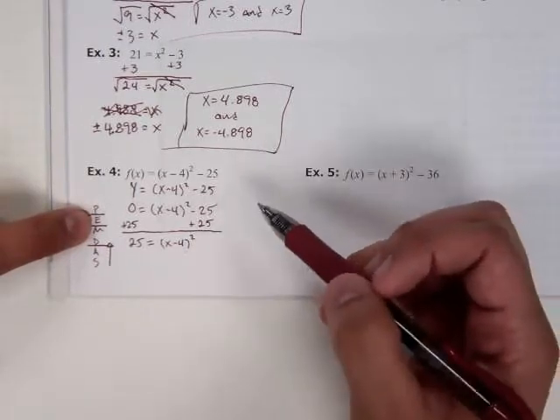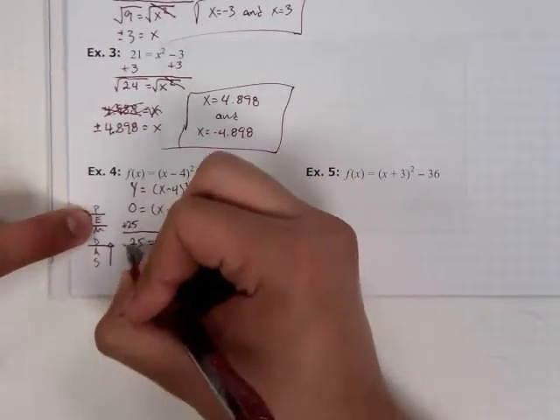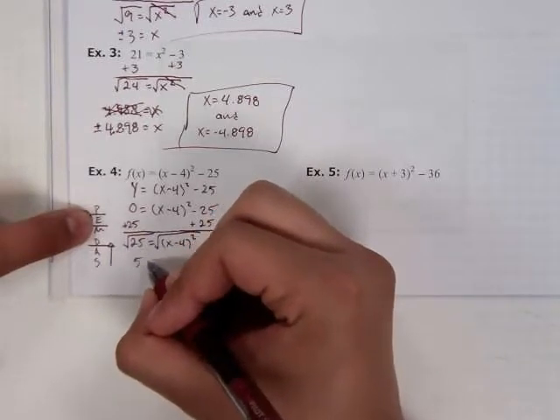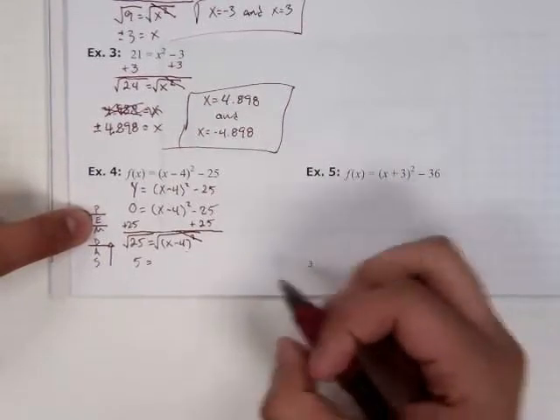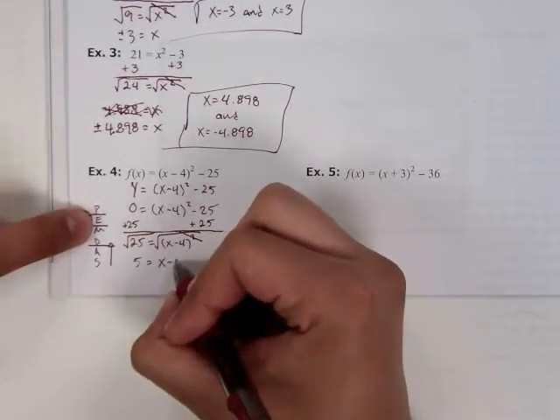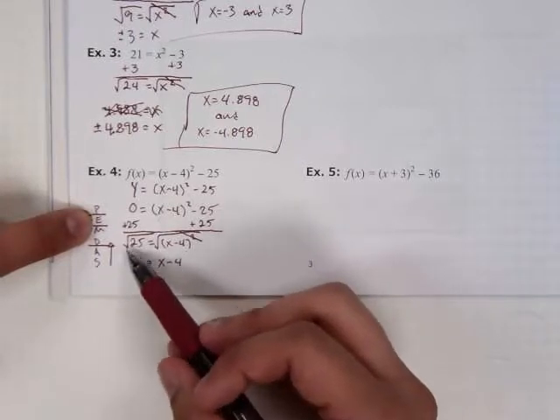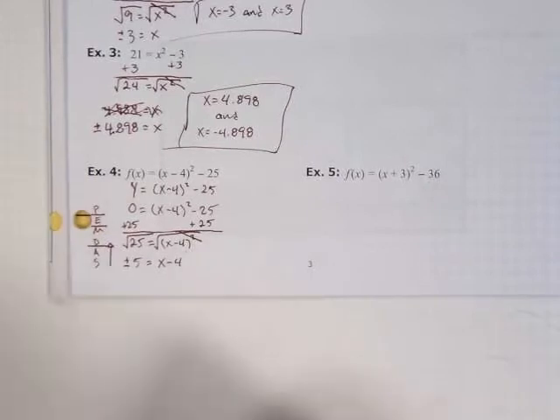Now we already learned how to undo a square, how to get rid of a square. And that's by taking the square root. The square root of 25 is 5. And now this square and square root cancel each other out, leaving just x minus 4. But what does the second part of step 4 say? Every time we take the square root, we always have a plus and a minus.